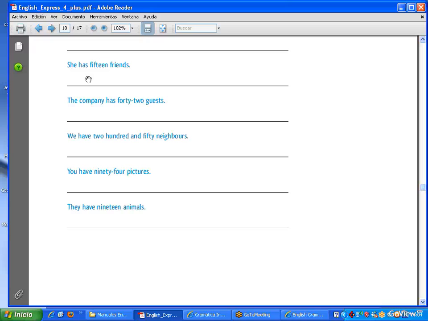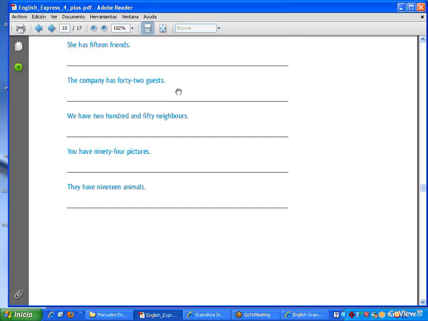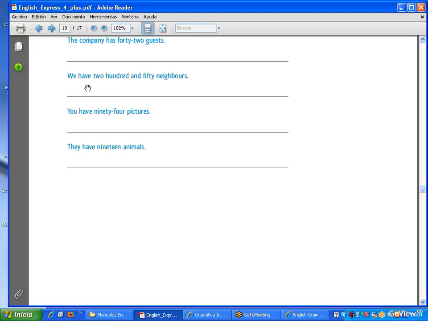Okay, this is more difficult. We have 250 neighbors. Nosotros tenemos 250 vecinos. 250 neighbors. Neighbors, vecinos. You translate those.